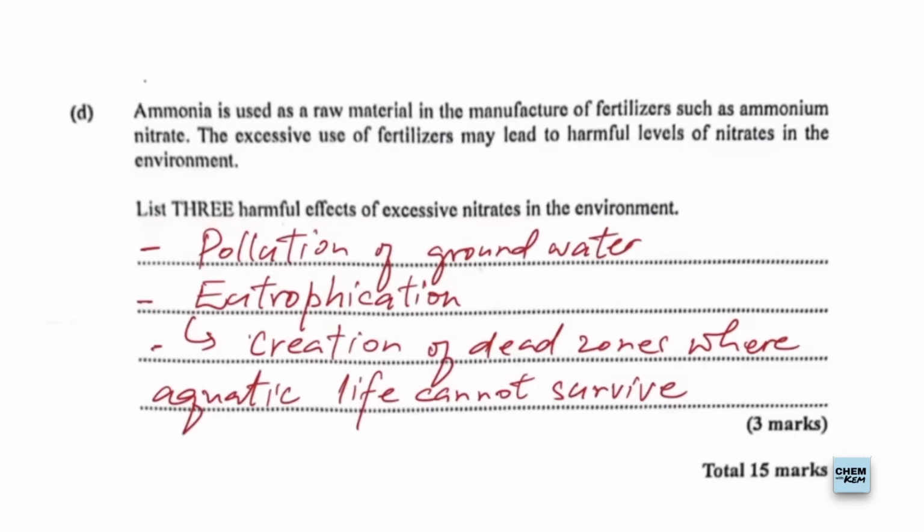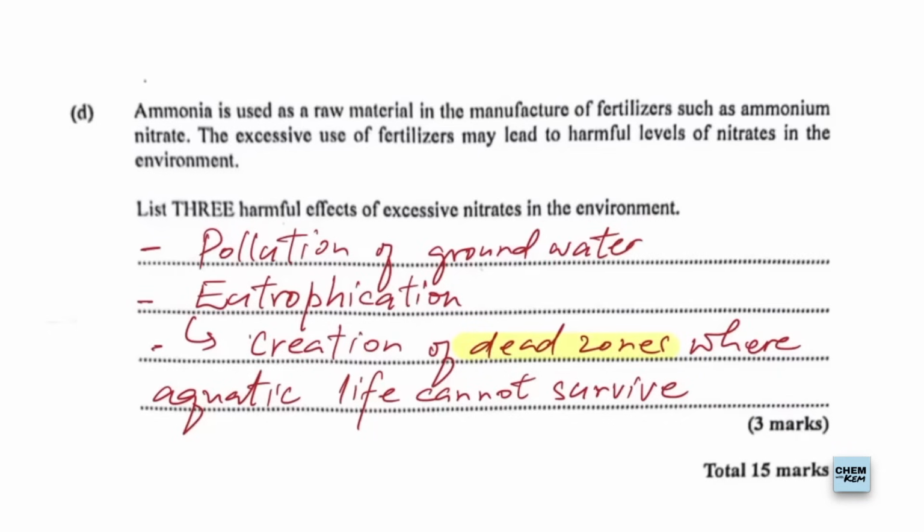All right, so from eutrophication, where we get the overgrowth of the algae, which now blocks out sunlight from the plants that are beneath it, resulting in them dying. When they die now, we know that bacteria break them down, using up oxygen. And then when this oxygen is used up, we have what we call dead zones, where you won't have any aquatic life as a result of that. So it's pollution of groundwater, eutrophication, and then from eutrophication, we also have the creation of dead zones.